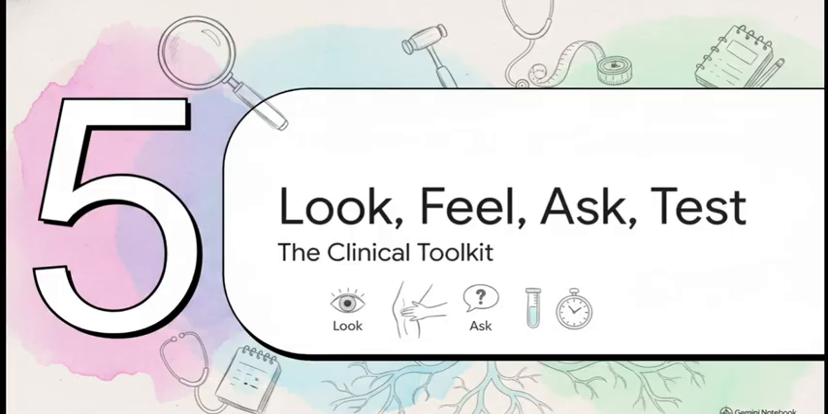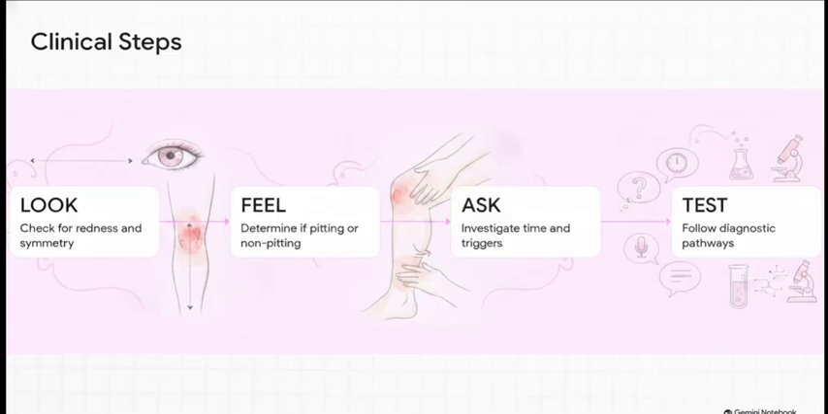All right, Section 5, look, feel, ask, test, the clinical toolkit. So now that we intimately know our four suspects, let's see how this actually builds into our physical exam. This straightforward sequence perfectly walks you through the chronological action you've got to take to systematically catch the culprit.